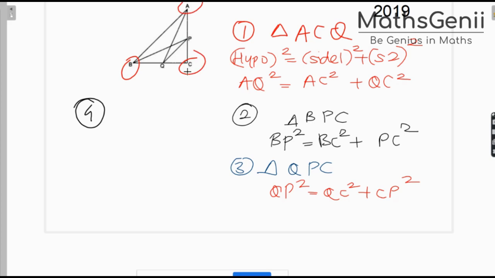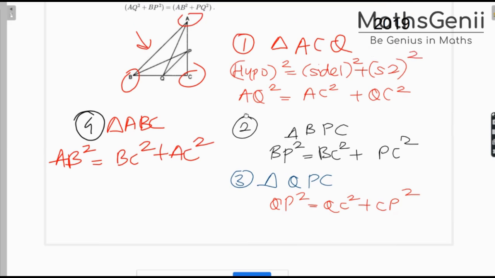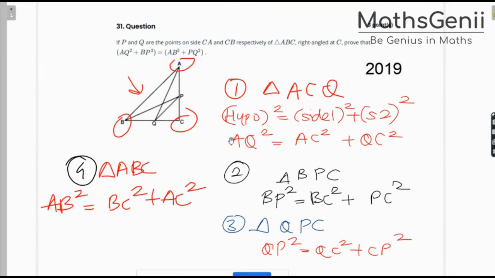ABC. What is the hypotenuse, the side opposite to 90 degrees? So in triangle ABC, AB is your hypotenuse. And what are the remaining sides? BC square plus AC square. Now I have taken out Pythagoras theorem for all the four triangles that were present in the figure. Now look at the question.